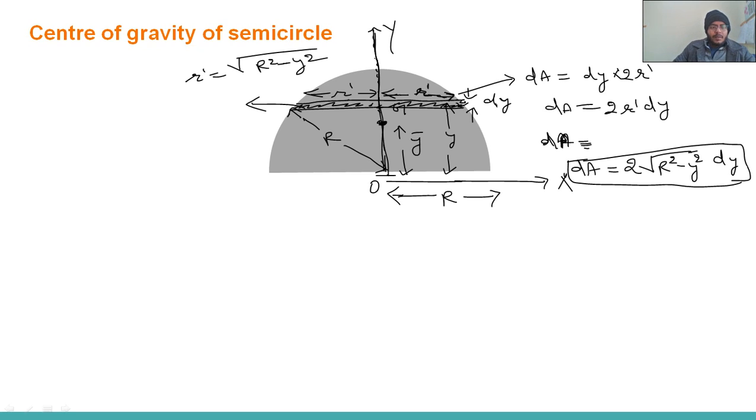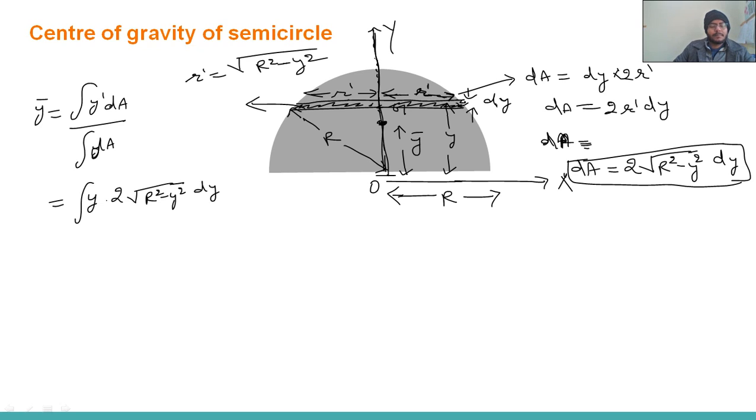Now, what is the formula to calculate y bar? Integration of y dash dA divided by integration of dA. So now we can write y dash, that is the centroid of a small segment from the x-axis, so that will be y. Now dA, so dA is 2 into root under r square minus y square into dy.